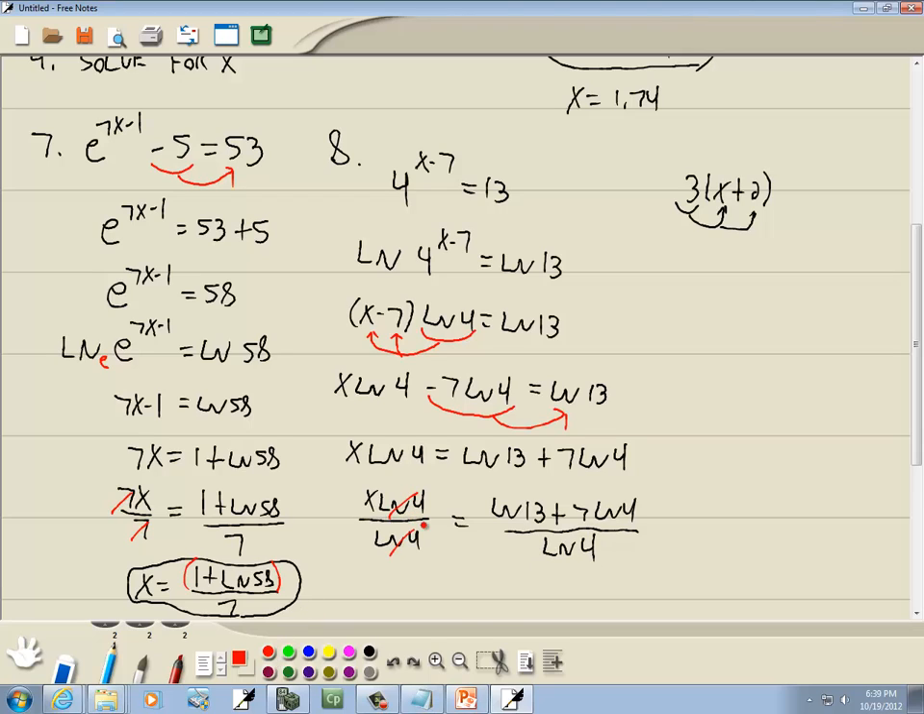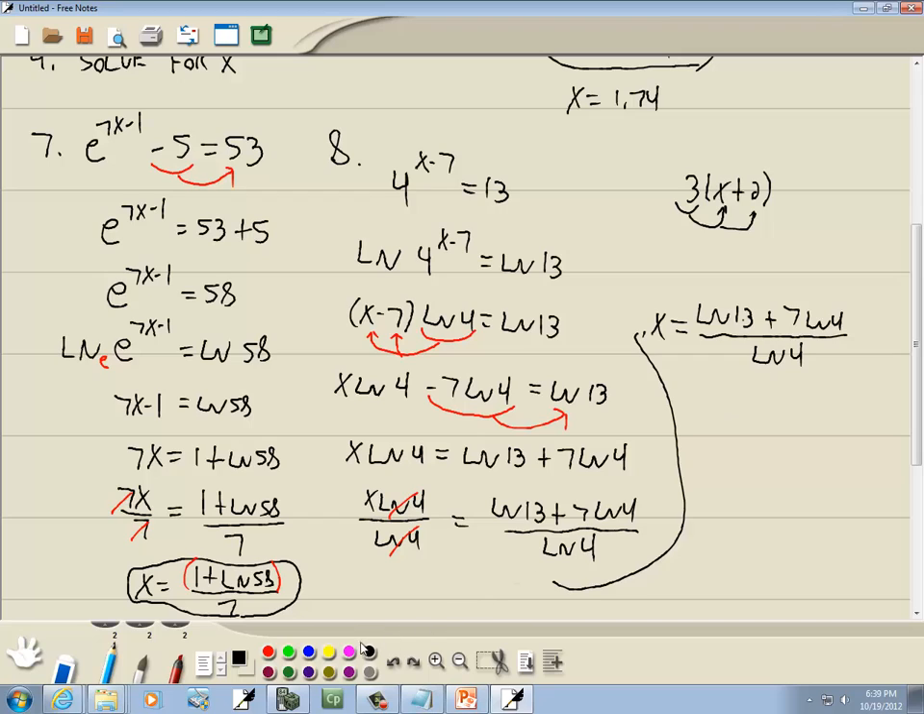And those natural log of 4's cancel there. And we got x is equal to natural log of 13 plus 7 natural log of 4 over natural log of 4. Now the book will do a little bit of simplifying on this. If you're in my class, I'm happy when students get down to this point. Now if you're looking at this, you think, okay, I'll cancel those natural log of 4's. You can't do that because there's a plus in here.